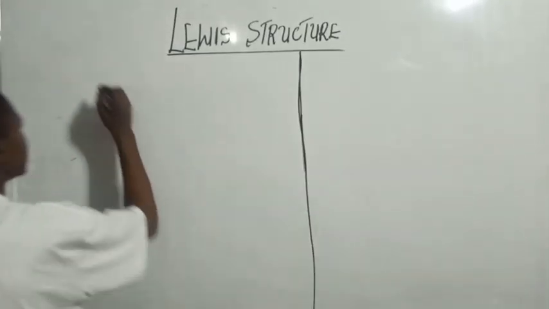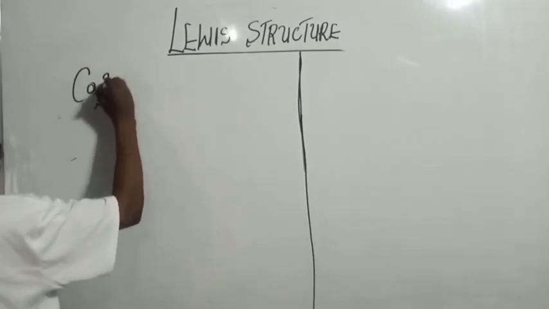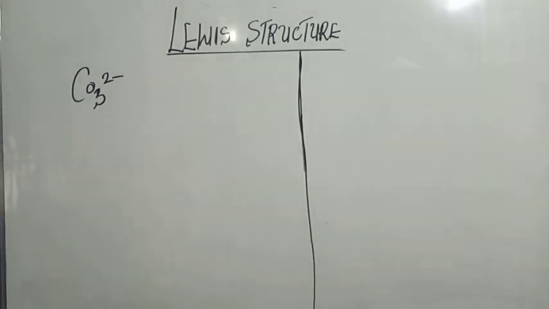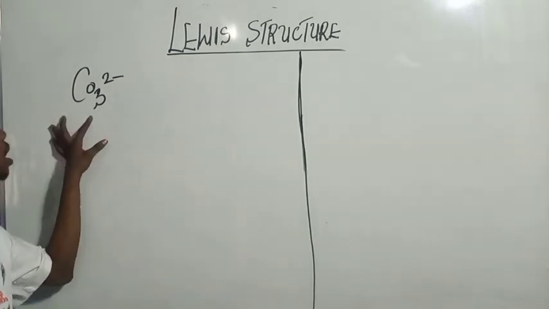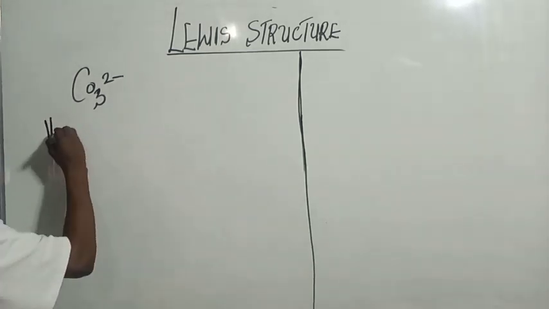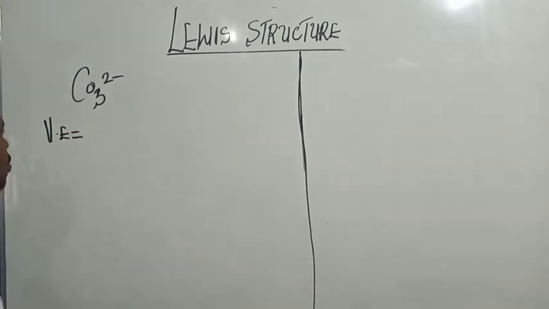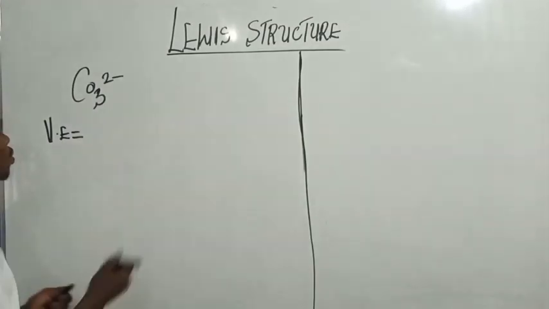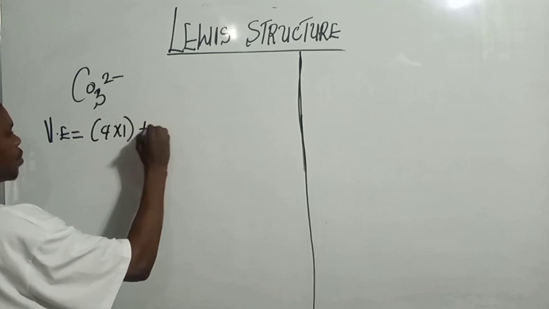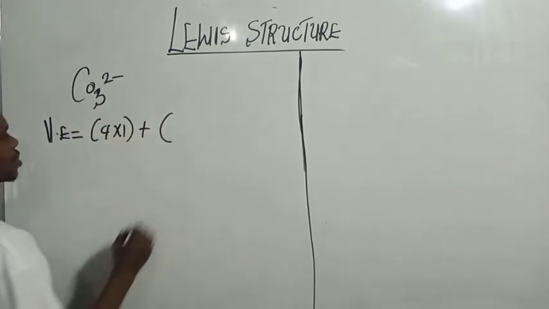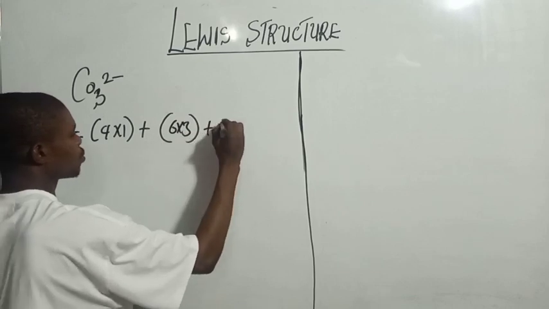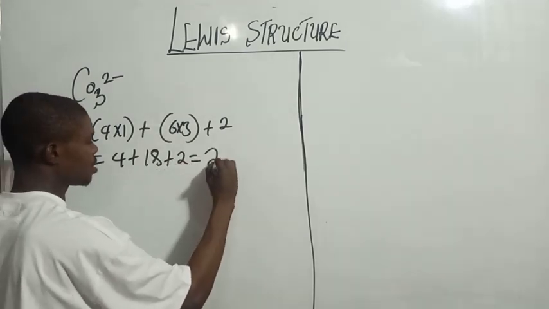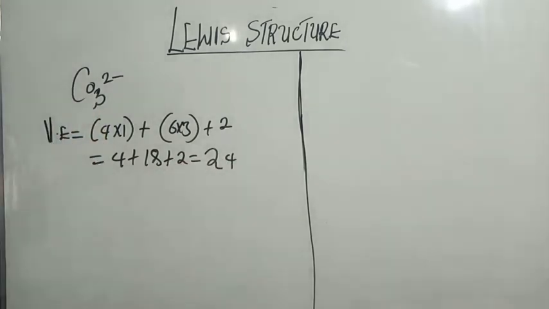So let's look at CO3 2 minus. Let's draw the Lewis structure for this one. You first need the valence electrons. How do you get valence electrons? The valence electron of carbon is 4, so 4 times 1, plus oxygen is 6, so 6 times 3, plus 2. So you have 4 plus 18 plus 2. Here we have 24.